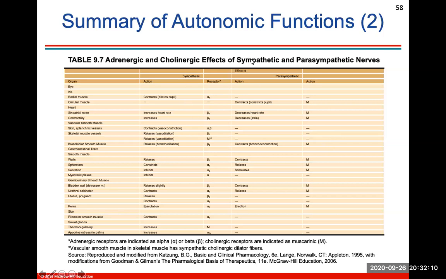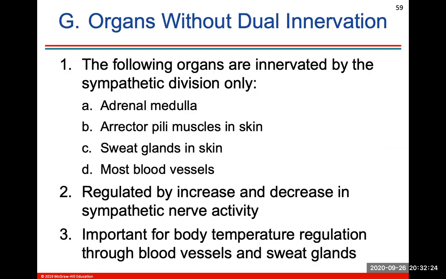So a summary of autonomic functions. Again, this is similar to that chart that I showed you before, but it's a great chart to look at to summarize what we just talked about. And you should have a general idea of what the parasympathetic and sympathetic autonomic nervous system does.